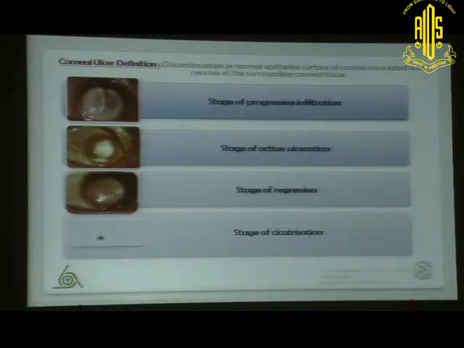When we define an ulcer, it is a discontinuation in the normal epithelial surface of the cornea associated with necrosis of surrounding corneal tissue. When you're looking at an ulcer, it could either be in the progressive infiltration stage, an active ulceration, a regression stage, or cicatrization stage. The stage at which you're looking at the ulcer is also going to depend upon the management approach you're going to need in these various stages.